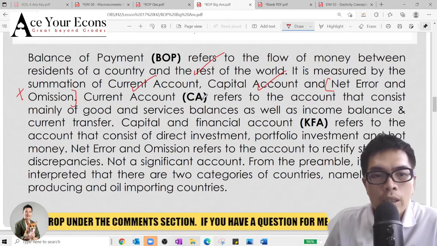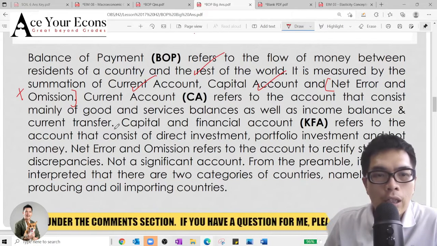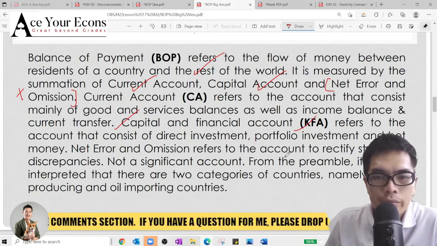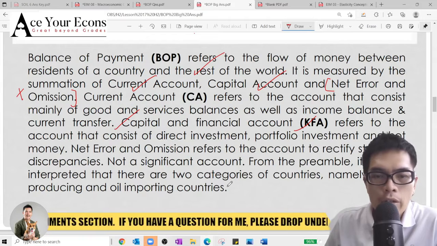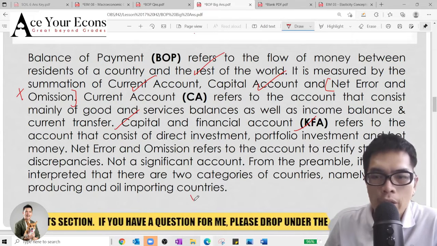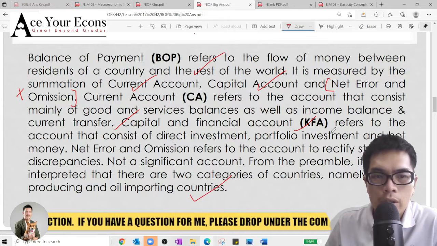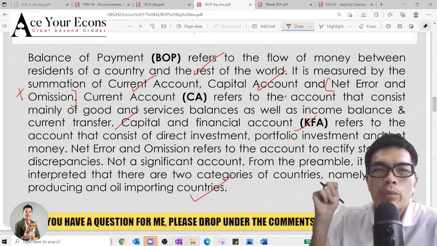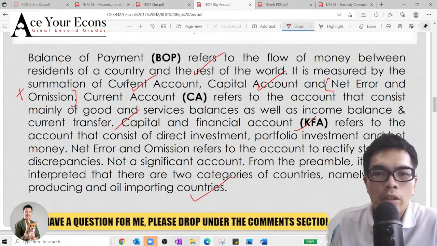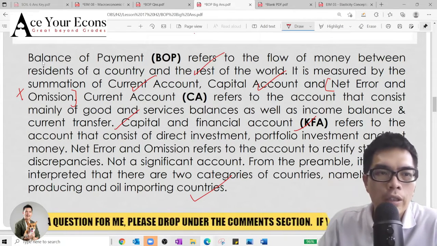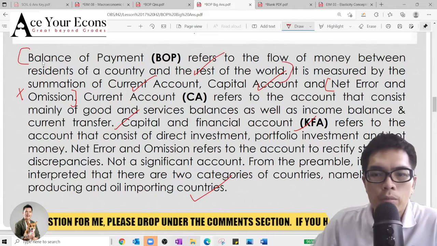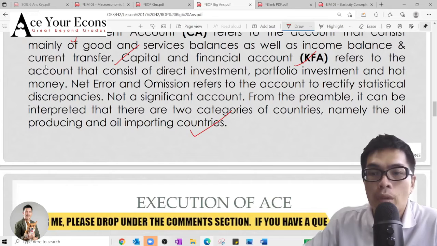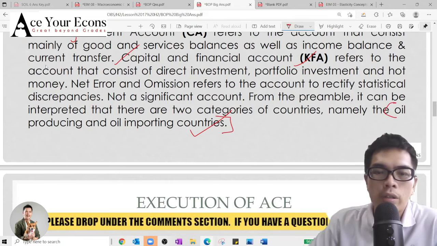As a good practice, you would like to define what is the current account, and what is your capital and financial account, and you want to look into the categories of oil exporting and oil importing countries. At the very least, your introduction paragraph should tell me the definition for balance of payment, which is what we have learned earlier on, and you should be able to tell me what are the profiles of the country based on the preamble. Oil importing and oil exporting countries.